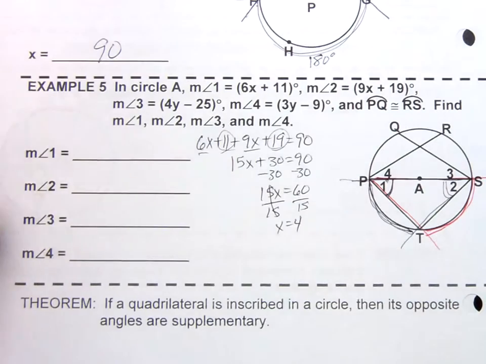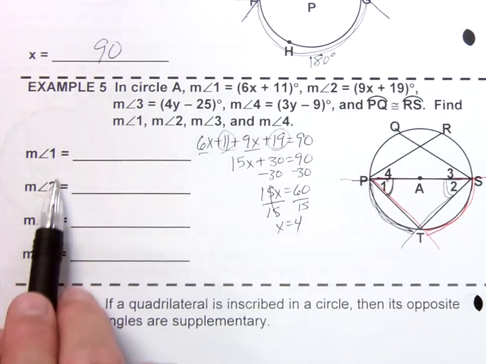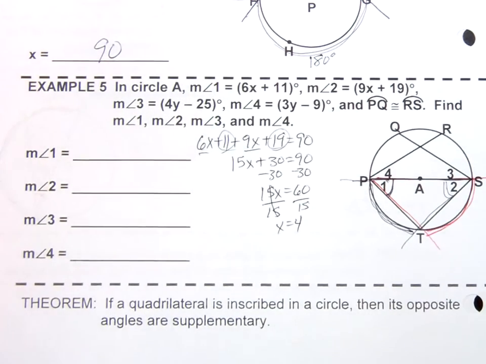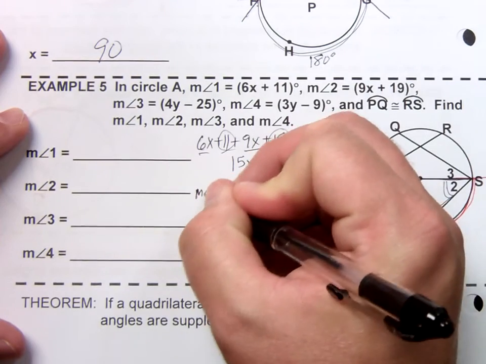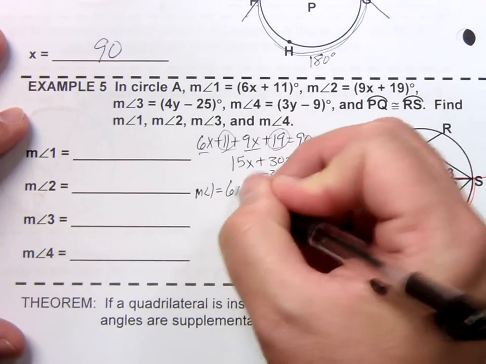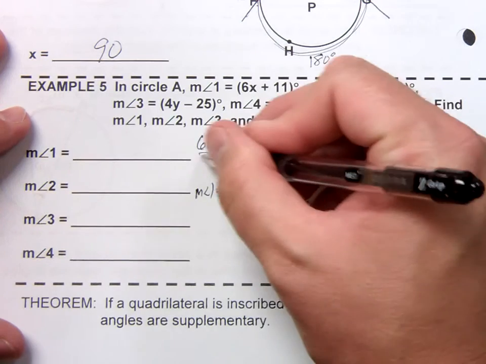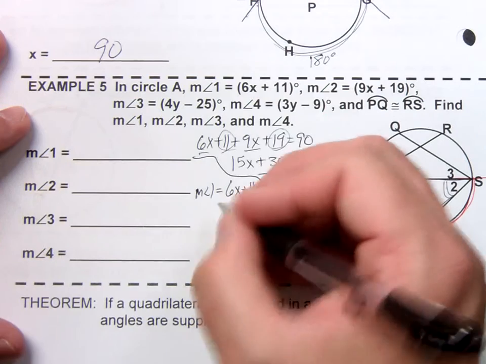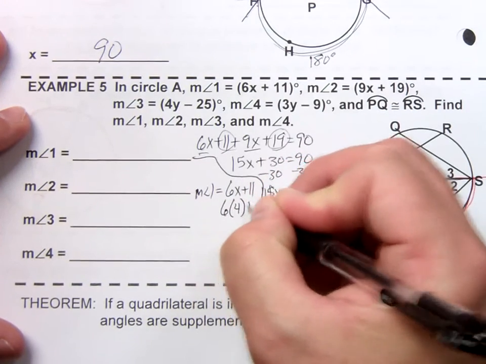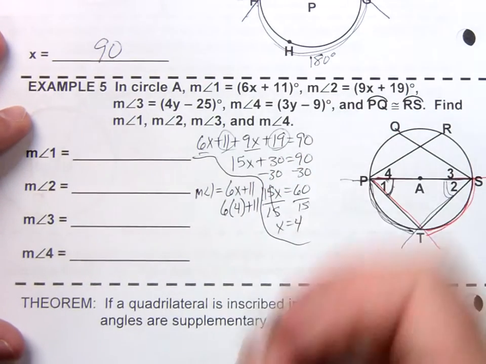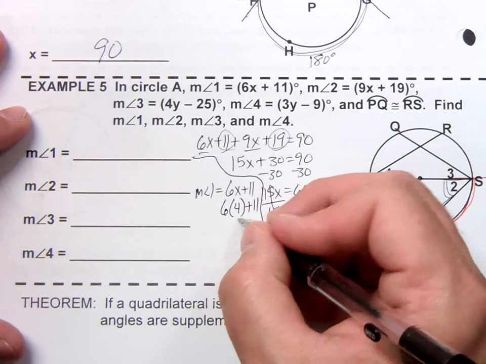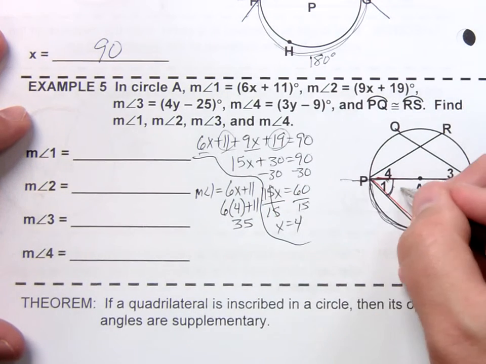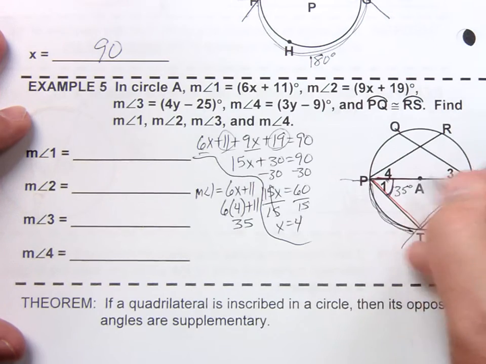Now my goal is not to find that x is 4. I want to find out what angle 1 and angle 2 are. So I have expressions for each one. Now that I know what x is, I can just substitute that back in. So angle 1 is 6x plus 11. It gets a little confusing with all this stuff here. Since x is 4, I can substitute that 4 in for x. 6 times 4 is 24, and 24 plus 11 is 35. So I know angle 1 is 35 degrees.